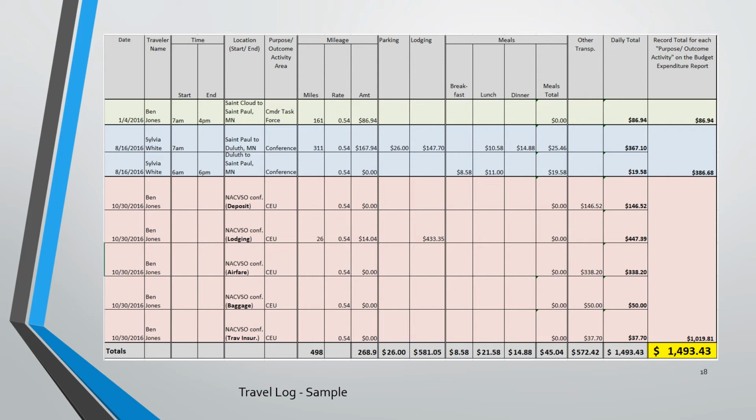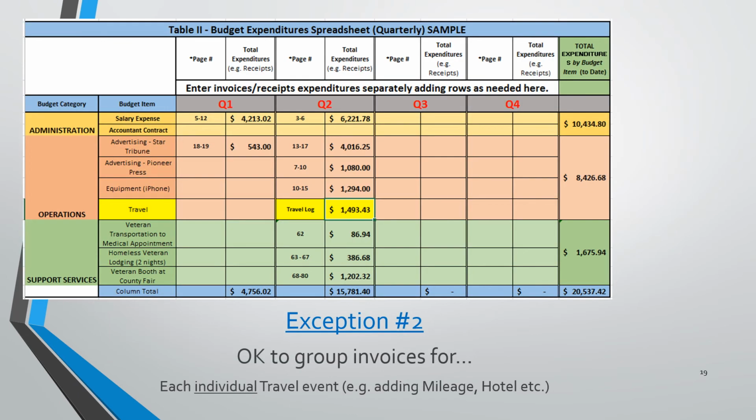The total amount in the lower right-hand column for travel was $1,493. That is the amount that will be recorded on the budget expenditure spreadsheet. So going back to the budget expenditure spreadsheet, you can see in the highlighted yellow row that travel is listed on one line for the total on the travel log of $1,493.